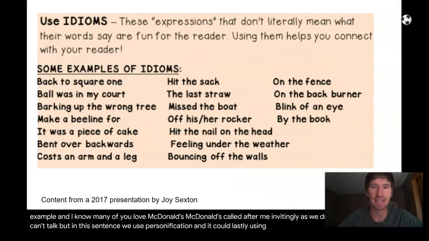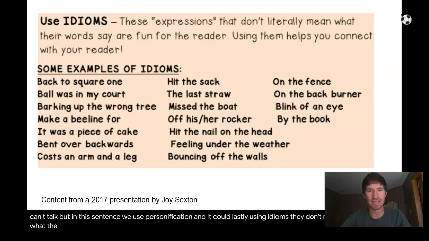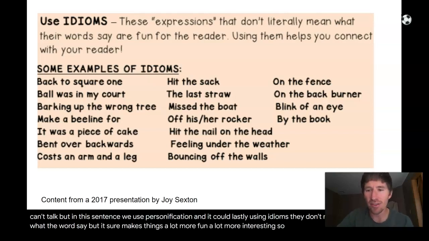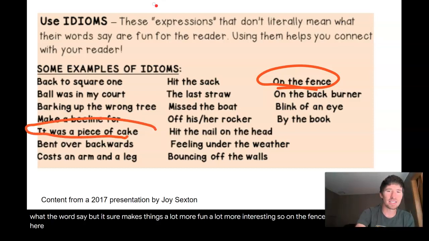Lastly, using idioms. They don't really or literally mean what the words say, but it sure makes things a lot more fun, a lot more interesting. So, on the fence means I'm undecided about something. Or, it was a piece of cake. What does that mean? Yep, you know it. It means it was super easy, but the idiom we said was it was a piece of cake.